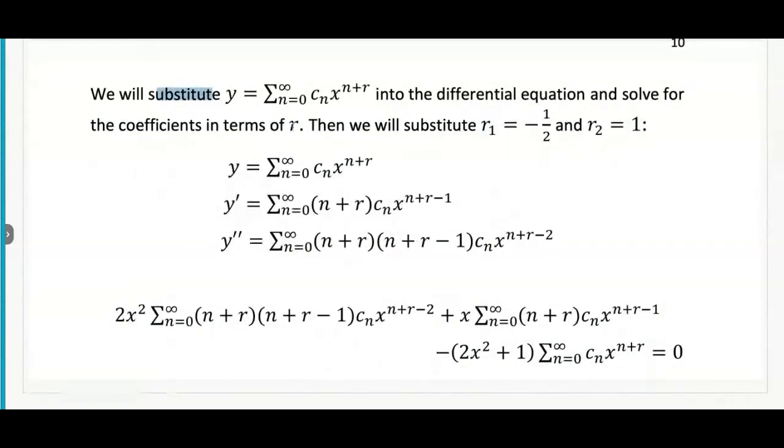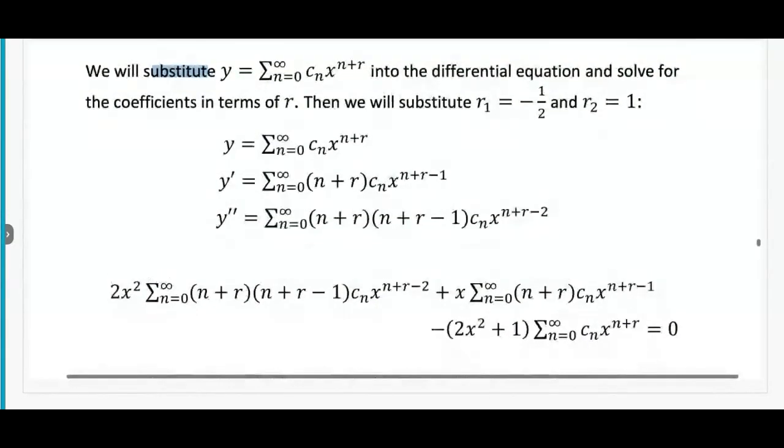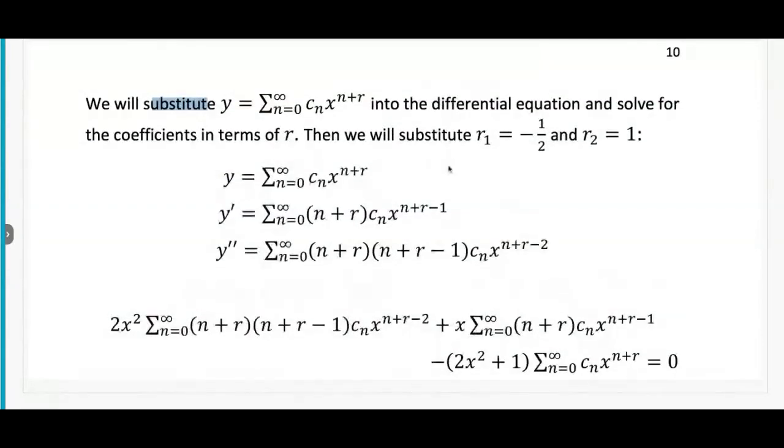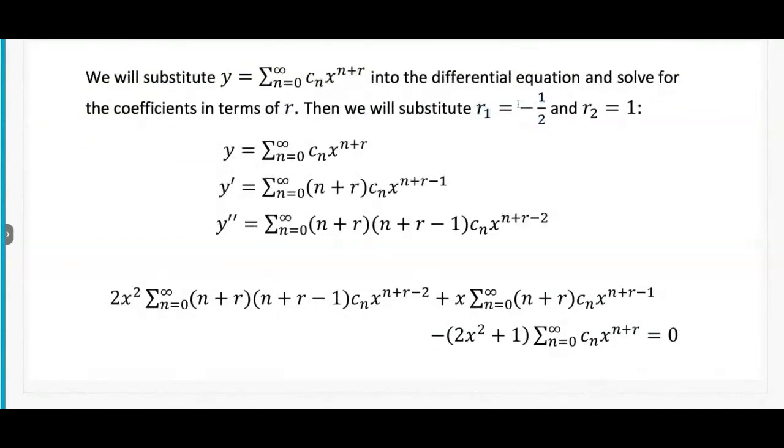So now we want to substitute negative half and 1 into the differential equation, and solve for the coefficients in terms of those roots. We substitute R1 with negative half, R2 to be 1. So we have y with n plus r, y prime has this n plus r, and y double prime has this.